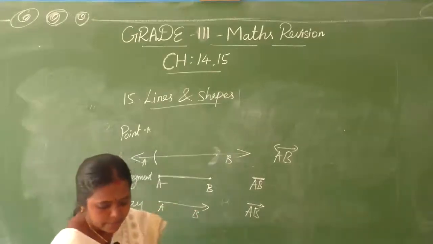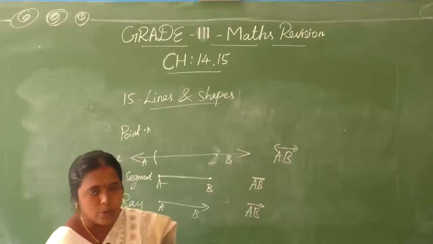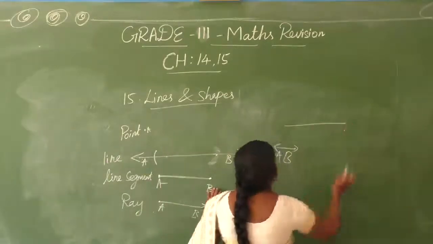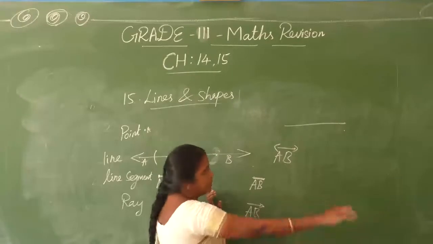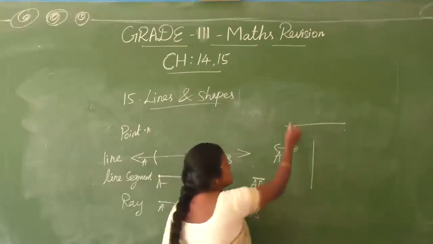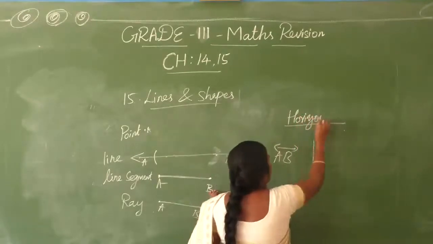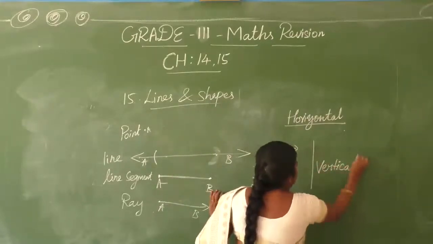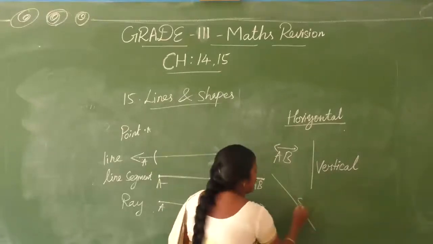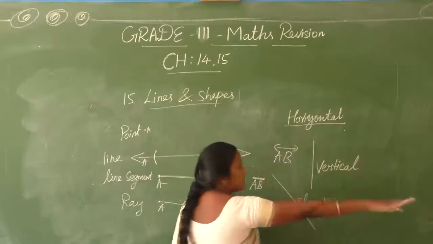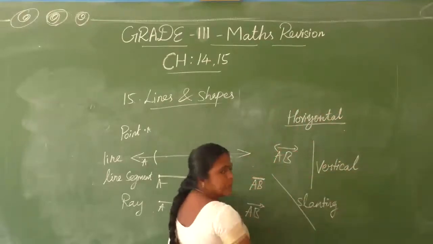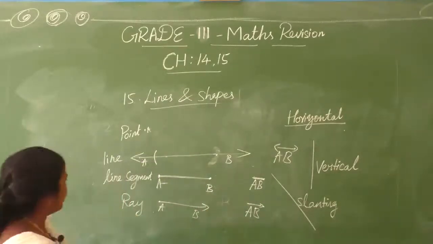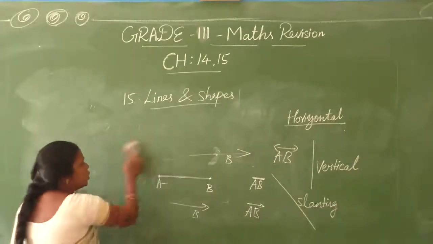Based on the lines, you have classifications. What are those? Horizontal line, vertical line, slanting line, straight line, like that. See, this is called a horizontal line, sleeping position, horizontal. This is standing position, vertical. Okay, this is slanting. Horizontal, vertical, slanting. Okay. Then based on the lines, with the help of lines we can make some figures also.